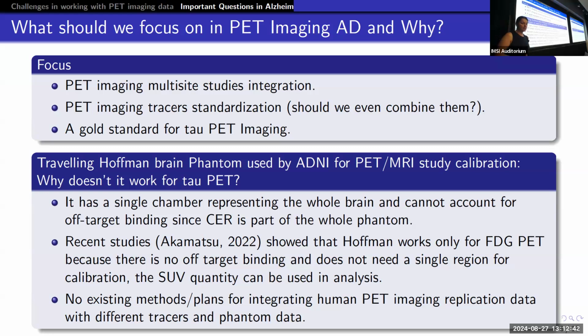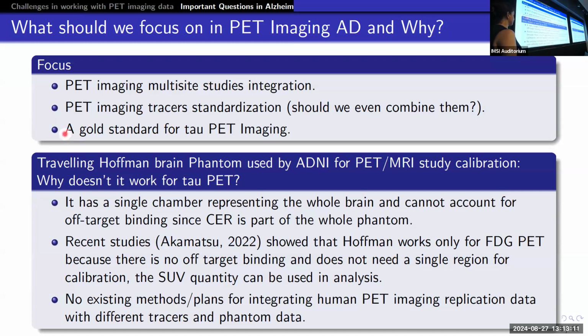Now there is a traveling Hoffman brain phantom that has been used for ADNI for PET and MRI study calibration. It doesn't actually work for PET, okay? It does a pretty good job for MRI, but for PET imaging it doesn't work because the phantom has a single chamber and it represents the whole brain and cannot account for the off-target binding that I've just shown you. And cerebellum is part of that phantom. So we just have a single compartment, right?